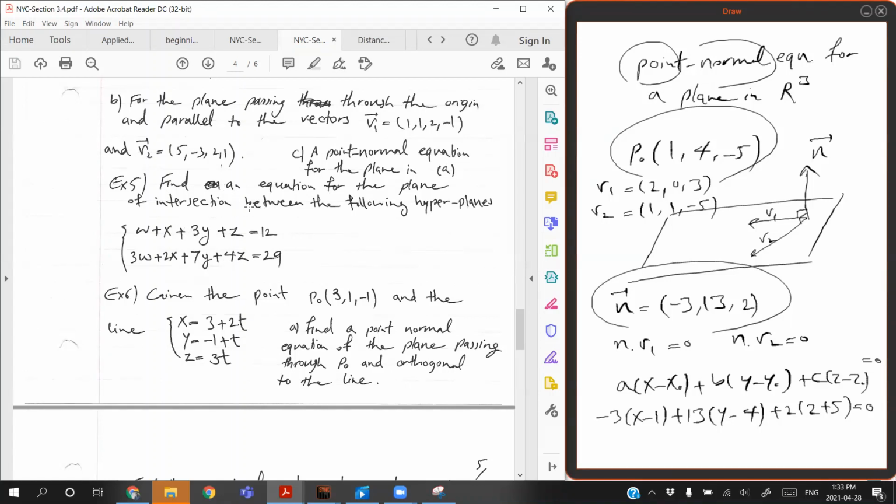Now, this sounds complicated, but the only thing you have to do is to solve this. That's all there is to this problem. Find an equation for the plane of intersection between the following hyperplanes. Because basically, when you're solving a linear system, that's what you do. You find the points of intersection. And those points of intersection, if you're dealing with a linear system, are going to be either a point or a line or a plane.